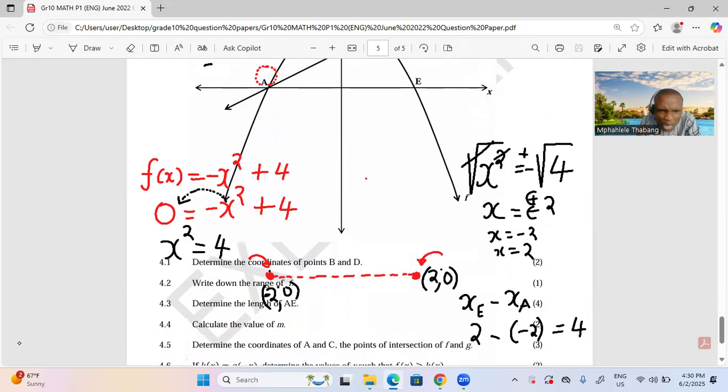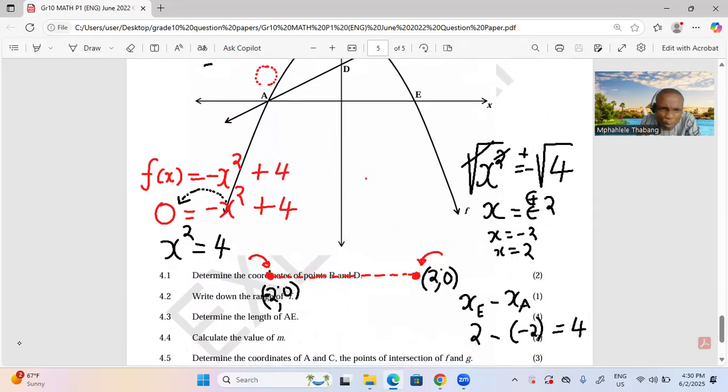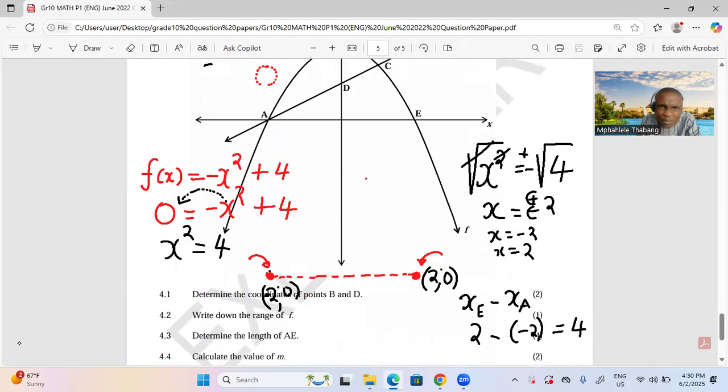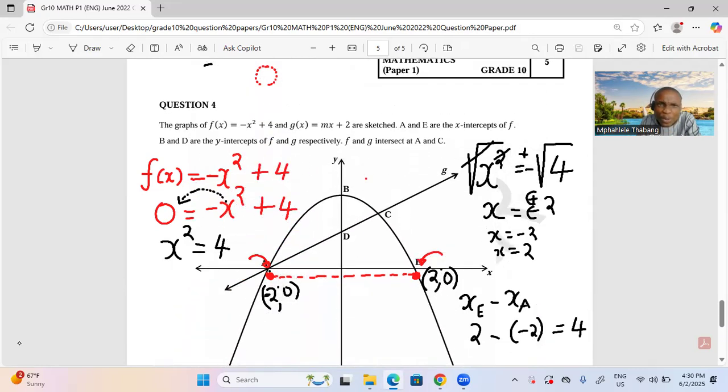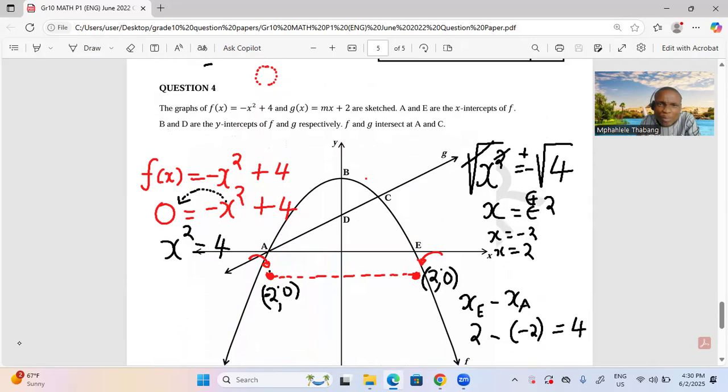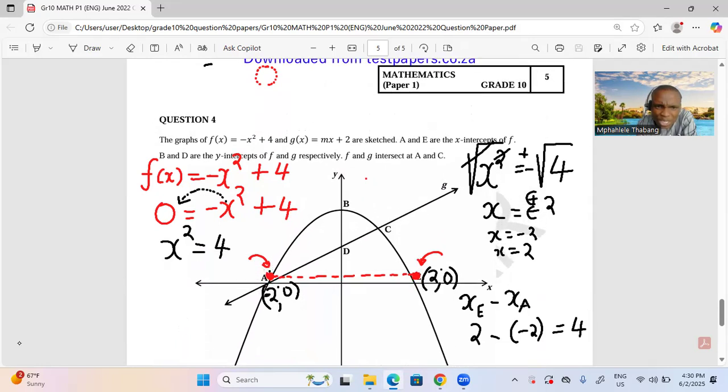Now I'm going to calculate the value of M. This is 4.4. Calculate the value of M. Where is M? Oh, M is on a straight line.